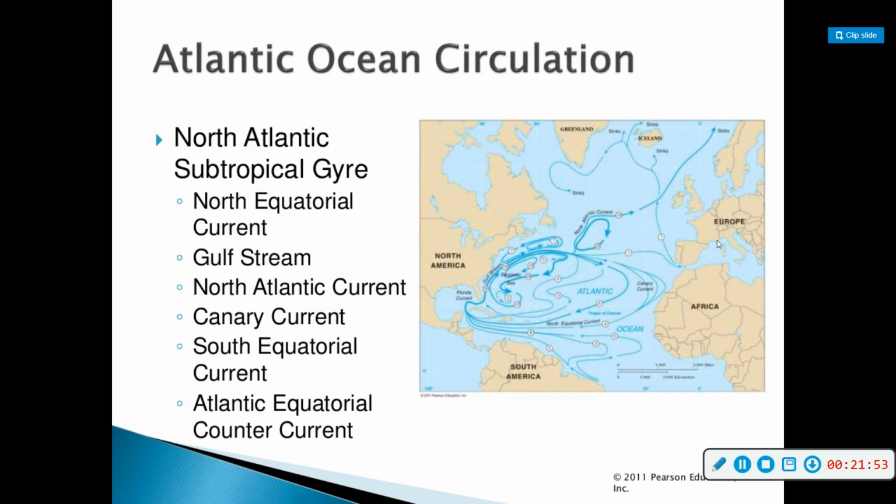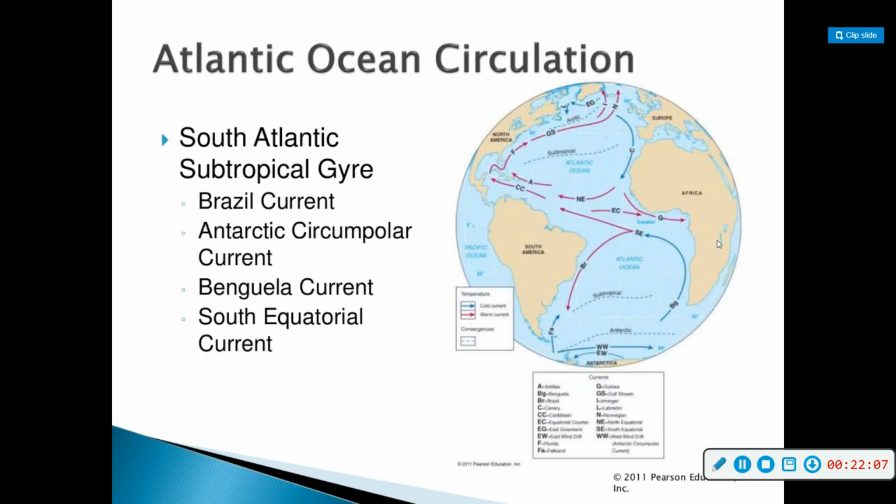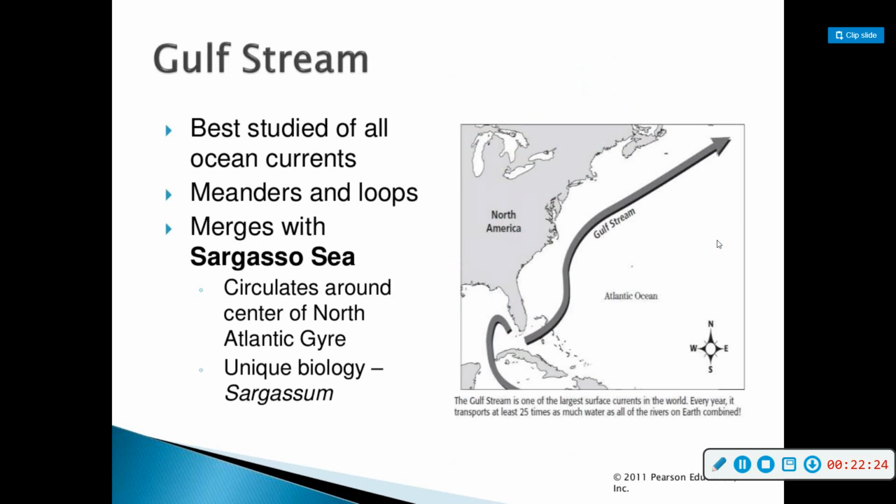Atlantic Ocean circulation. These are your North Atlantic subtropical gyres: the North Equatorial current, your Gulf Stream, your North Atlantic current, your Canary current, your South Equatorial current, your North Equatorial countercurrent. Then the South Atlantic circulation: your Brazil current, your Antarctic circumpolar current, your Benguela current, and your South Equatorial current. The Gulf Stream is the most important of them all, and the best studied of all ocean currents.